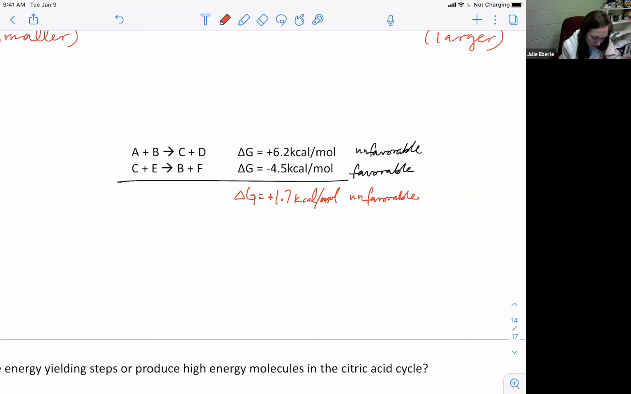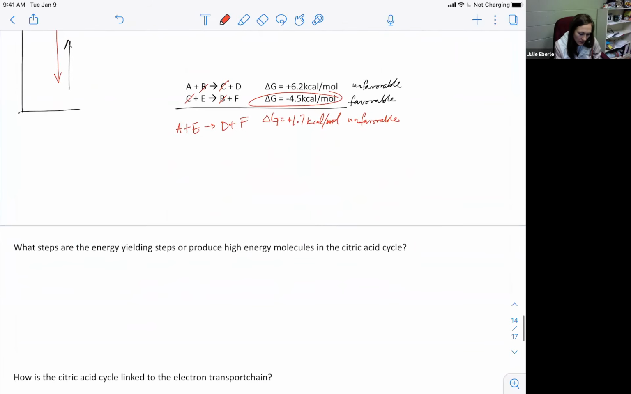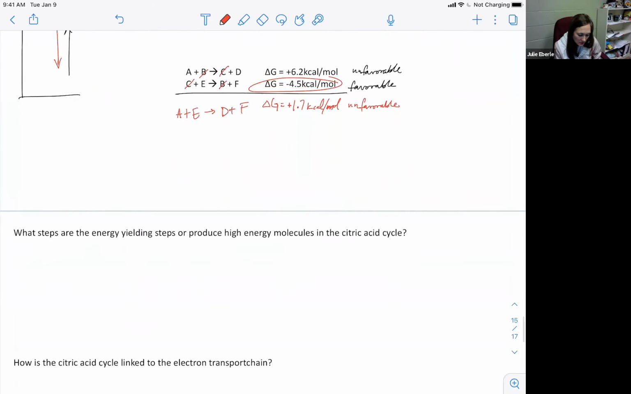Okay, so your overall reaction should be, you can cross out C from both sides and B from both sides. So A plus E makes D plus F. But this reaction is not favorable. The exergonic reaction is too small. You'd have to pick a different exergonic reaction, one that released more energy. Okay, so that's coupled reactions.